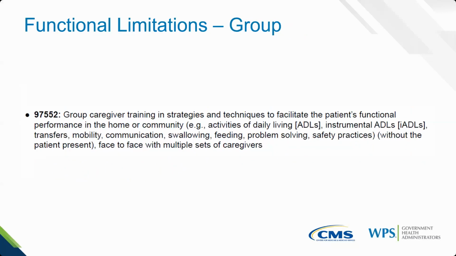Functional limitations also have a group procedure code you can see there. Again, you would want to keep that to about 6 people that you're training at one time. And you'll notice on here that there isn't any time and there isn't an add-on code. So whatever time it is you're spending providing this group training for the functional limitations, you would simply bill this once per each of the patients that you're providing this for.